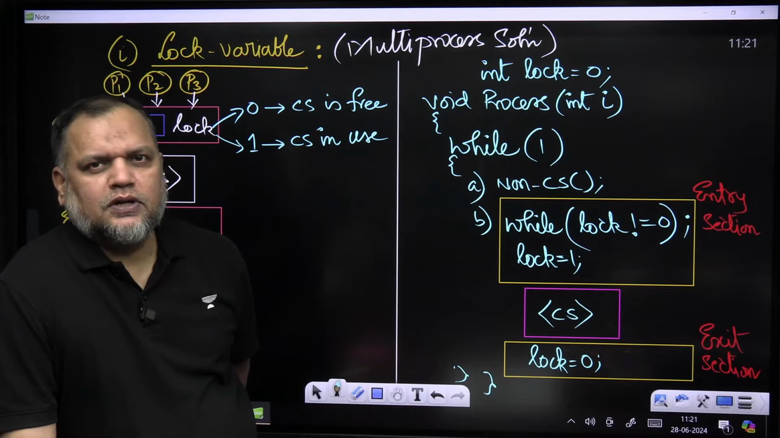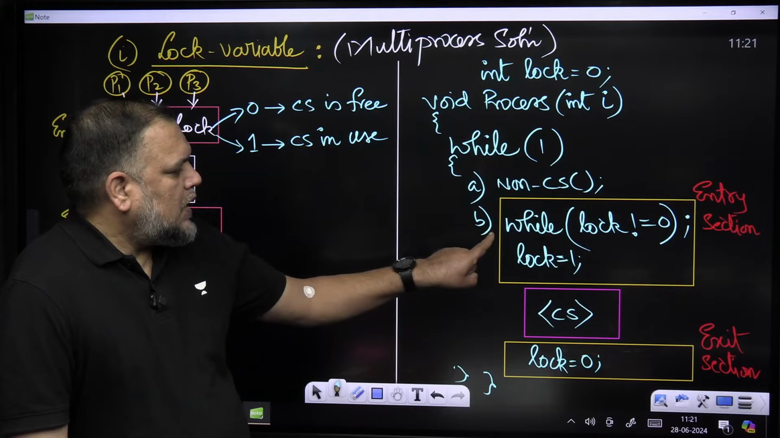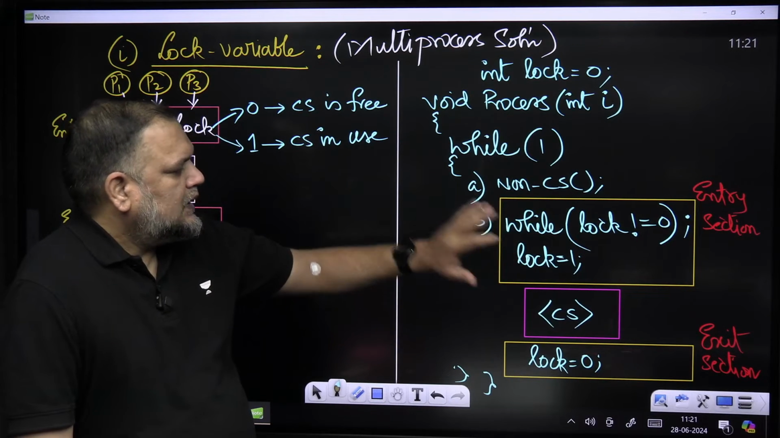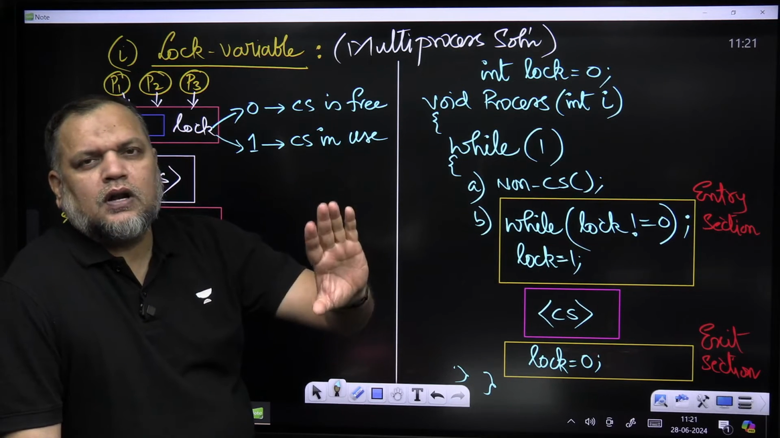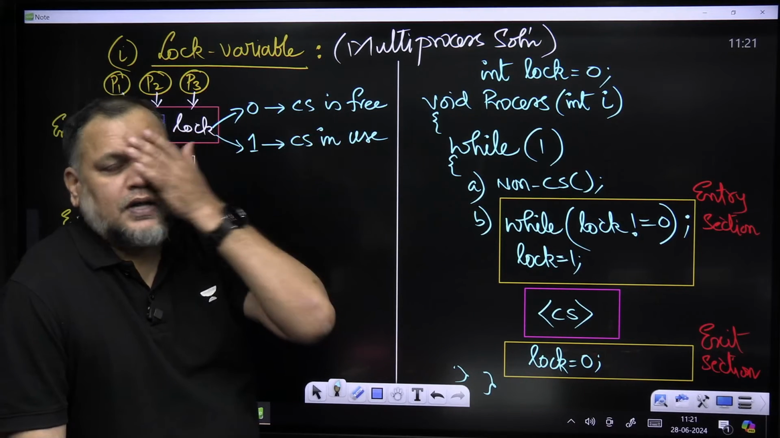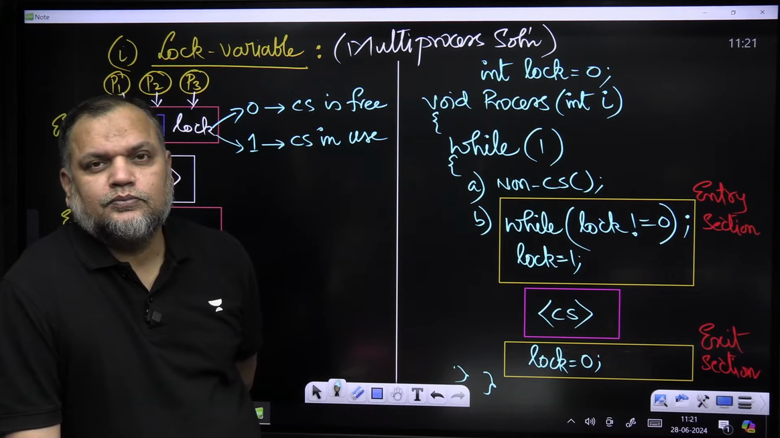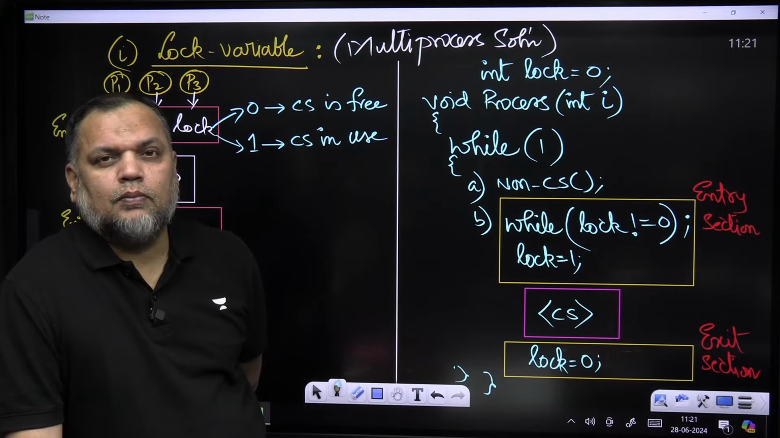So my question is, that is how it will be asked in your exam. Does this lock variable solution which has been given here guarantee mutual exclusion or not? Does it guarantee progress or not? Does it guarantee bounded waiting or not? So first of all we have to start with mutual exclusion.